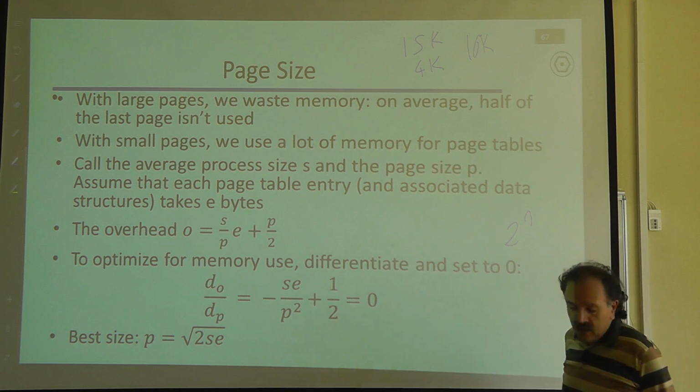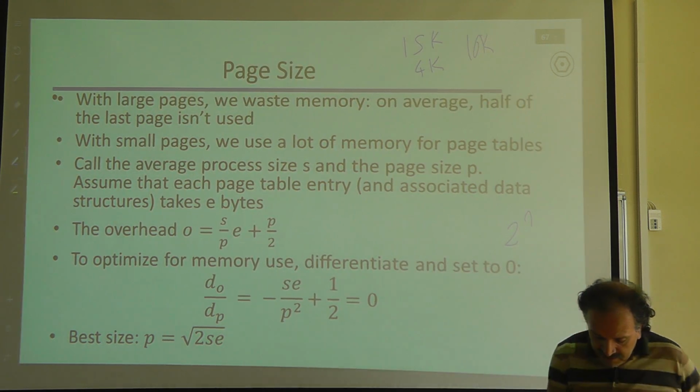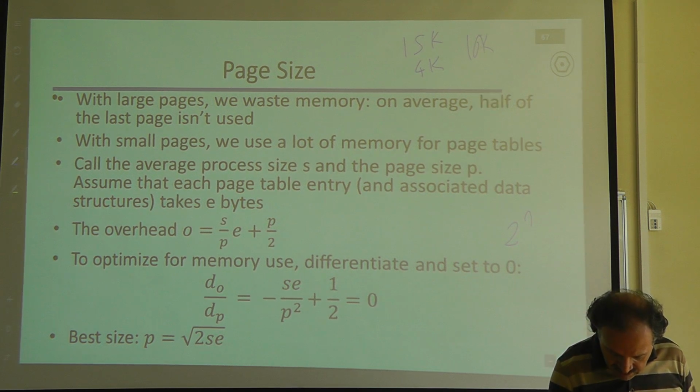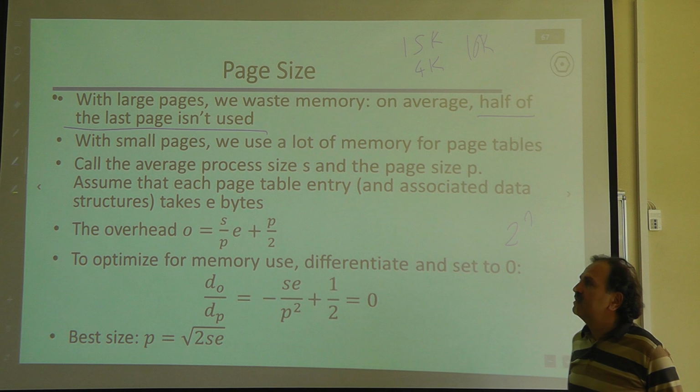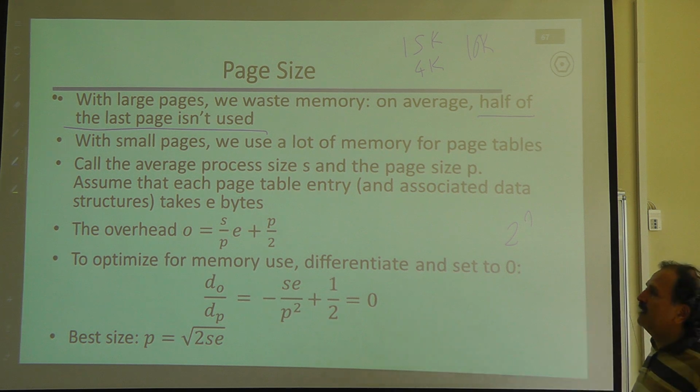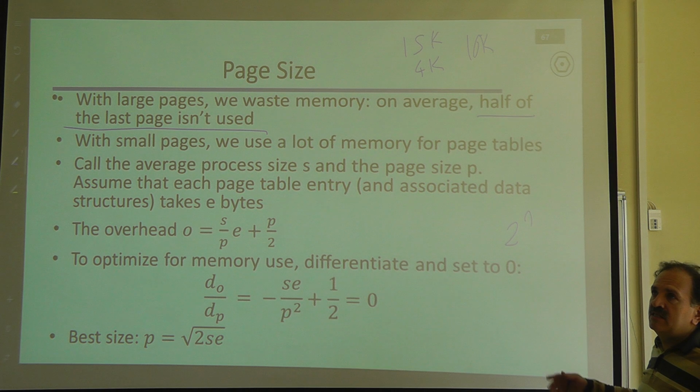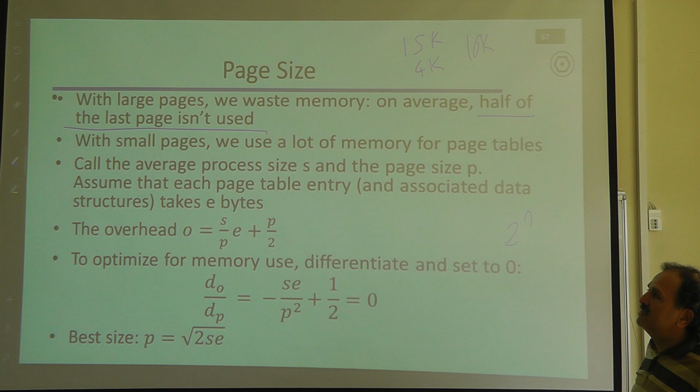Okay, half of the last page will be wasted. Whatever you do, on the average, half of the last page will not be used, so it will be wasted. That's the problem with the large page size. If your page size is like 16 kilobytes, then on the average 8 kilobytes of the last page will be wasted. With small pages, you need lots of memory space for the page tables, because you will have many entries. So you need to come up with something in between. It should not be very small, it should not be very large.